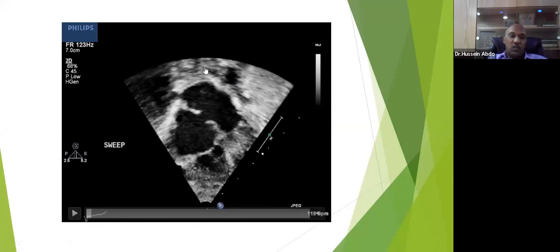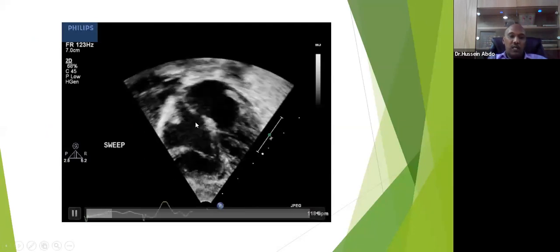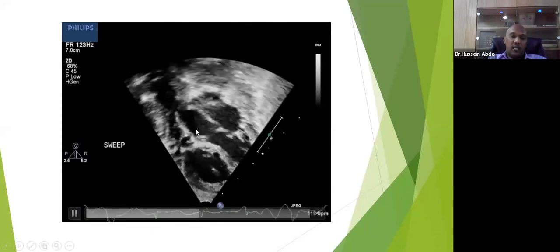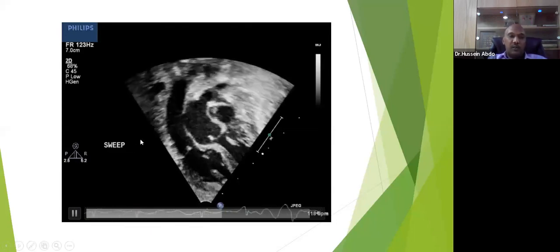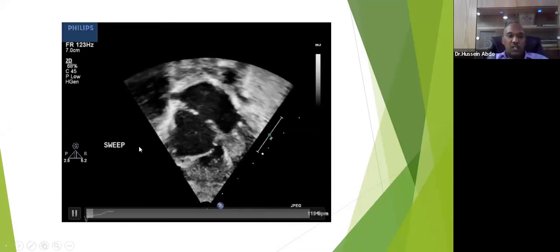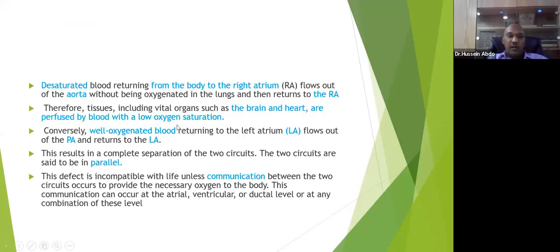So the oxygenated blood will come from the left side to the right side and supply the aorta from the RV. So in this patient, we need to have an ASD. If there is no ASD, I mean, if the atrial septum is intact, we need to create an atrial septal defect. As we mentioned, this patient will present with desaturation, and therefore the tissues, including vital organs such as brain and heart, are perfused by blood which has low oxygen saturation, because the aorta is carrying blood from the right ventricle, which has low oxygen saturation. So the brain definitely will have a low oxygen saturation.